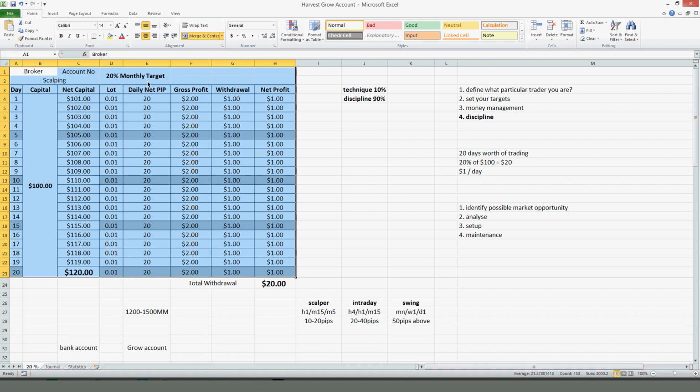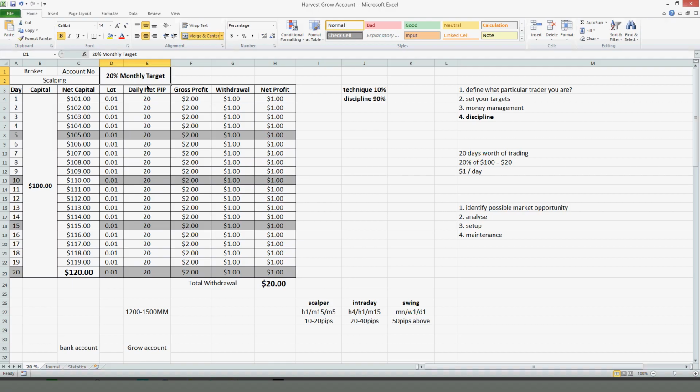So obviously everyone would want to have profits. Because of my own experience and my own capabilities, I set myself up for a 20% monthly target, because 20% is a much more achievable goal than setting it to 100 or 50%, which will put more pressure on yourself to achieve those bigger targets.